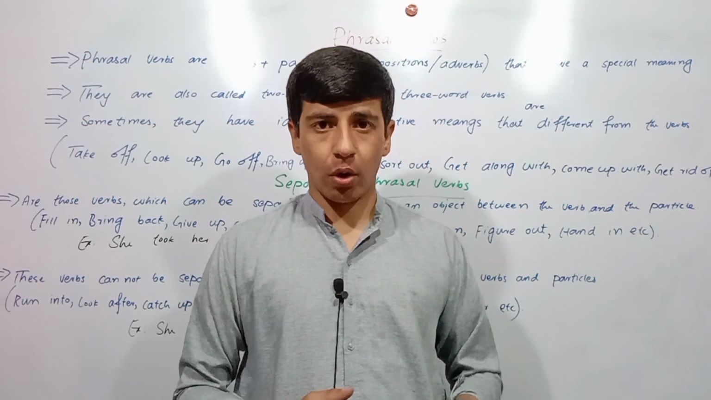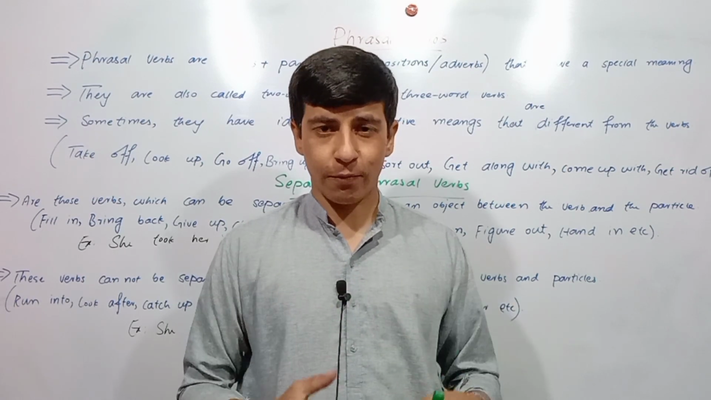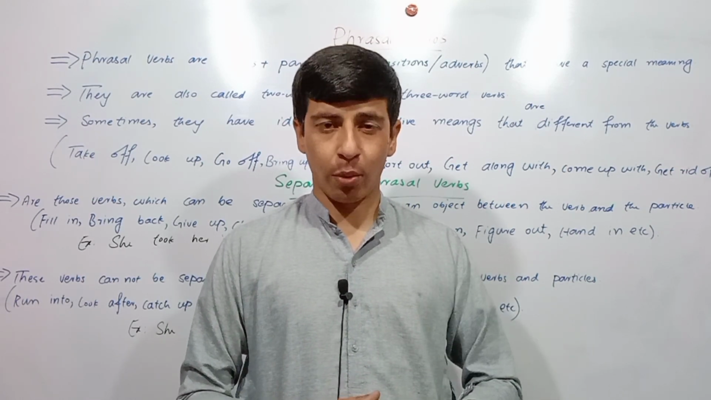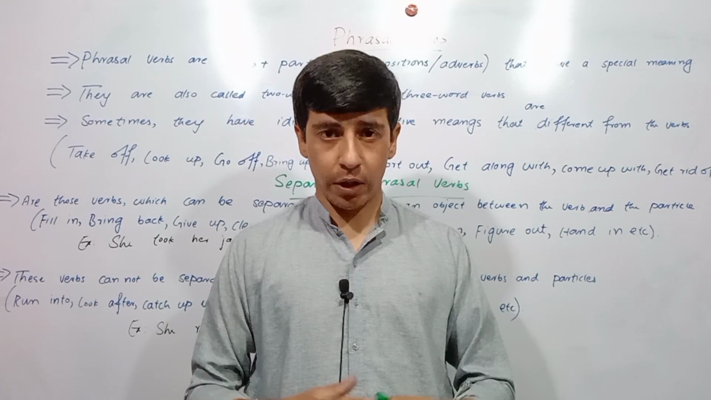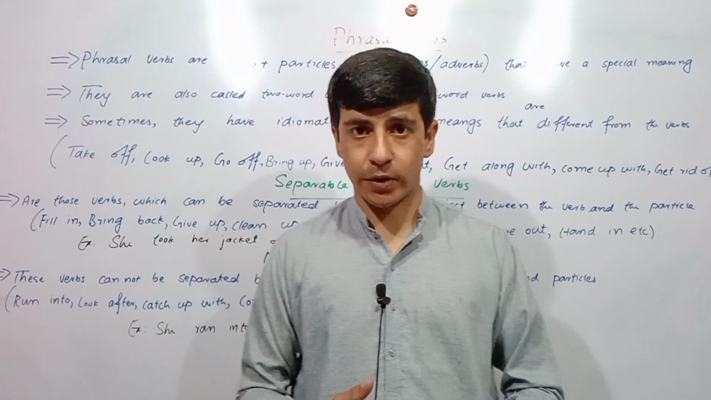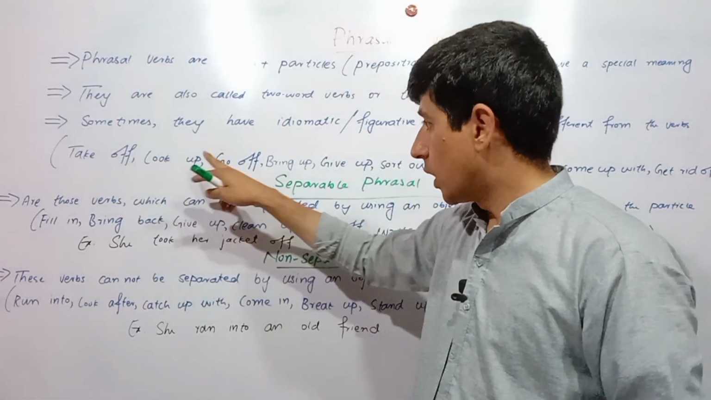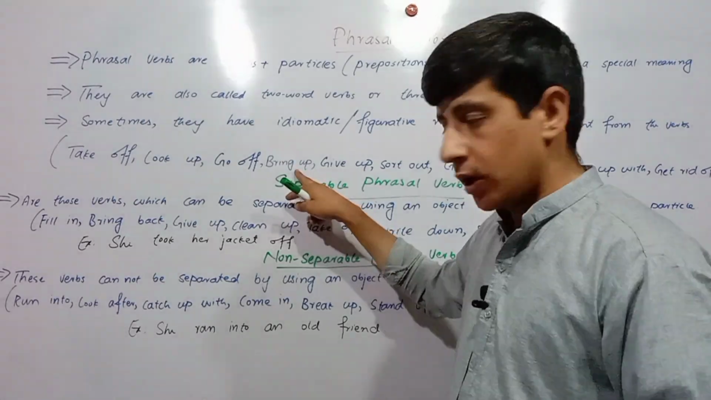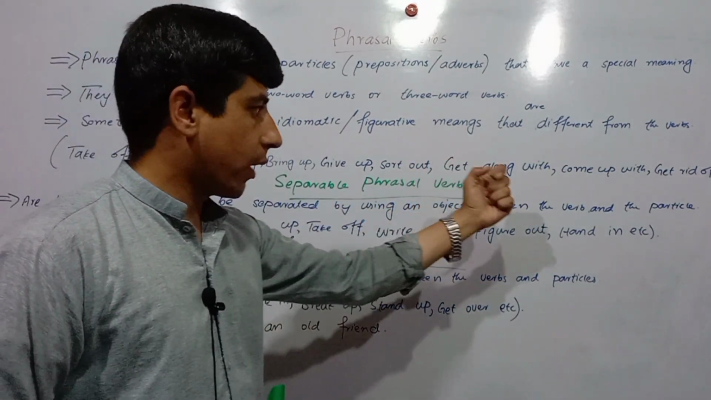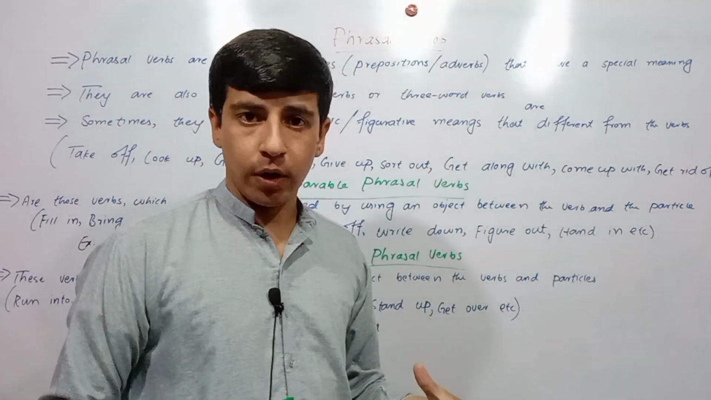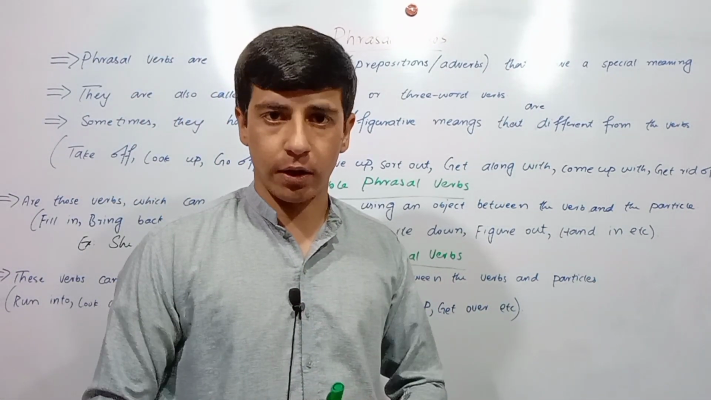Phrasal verbs are also called two-word verbs or three-word verbs. Sometimes phrasal verbs have got idiomatic or figurative meanings that are different from the verbs. So here are some phrasal verbs like take off, look up, go off, bring up, give up, sort out, get along with, come up with, get rid of, etc. All these phrasal verbs have got a spatial meaning.